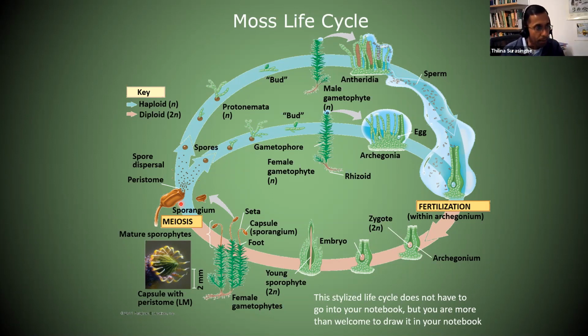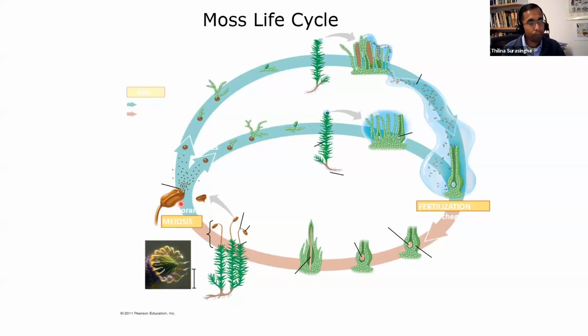And the sporangium is a part of the mature sporophyte, right? There's only a single sporangium for a single mature sporophyte. Remember that. That's as simple as the life cycle.